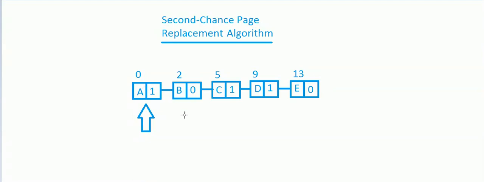Now suppose that we want to insert page F, then we will first check the reference bit of A. Since the reference bit of A is 1, we will move that page from the head of the linked list to the tail of the linked list, making the reference bit 0. So I'll erase this 1 and will add 0.